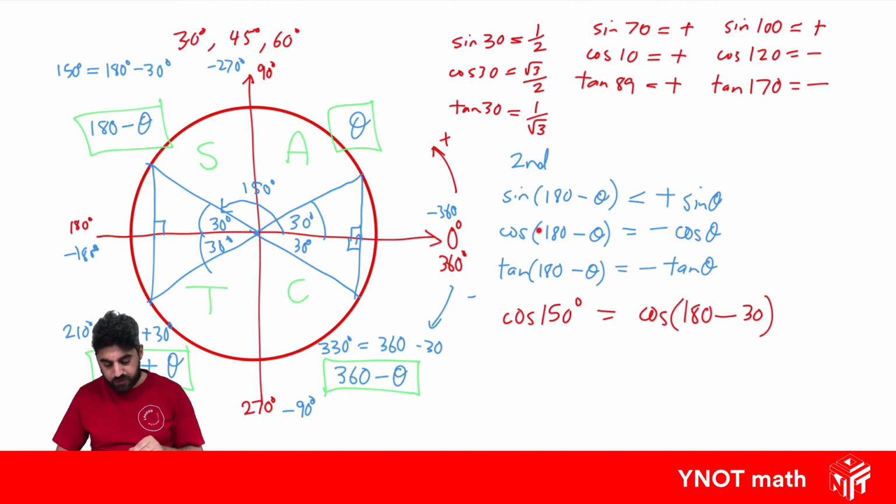And using the special result that if you have 180 minus an angle, it just equals cos of that angle, and negative because it's in the second quadrant. So this is going to be the same thing as minus cos 30, and we know cos 30 equals root 3 on 2, so we get negative root 3 over 2 for cos 150.